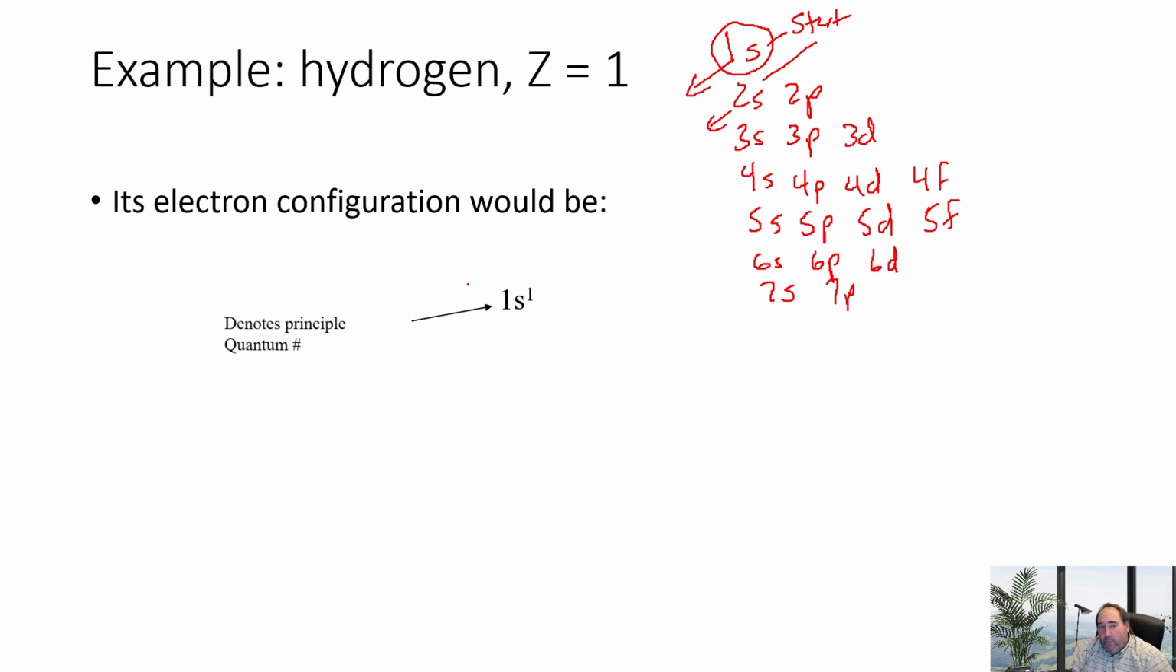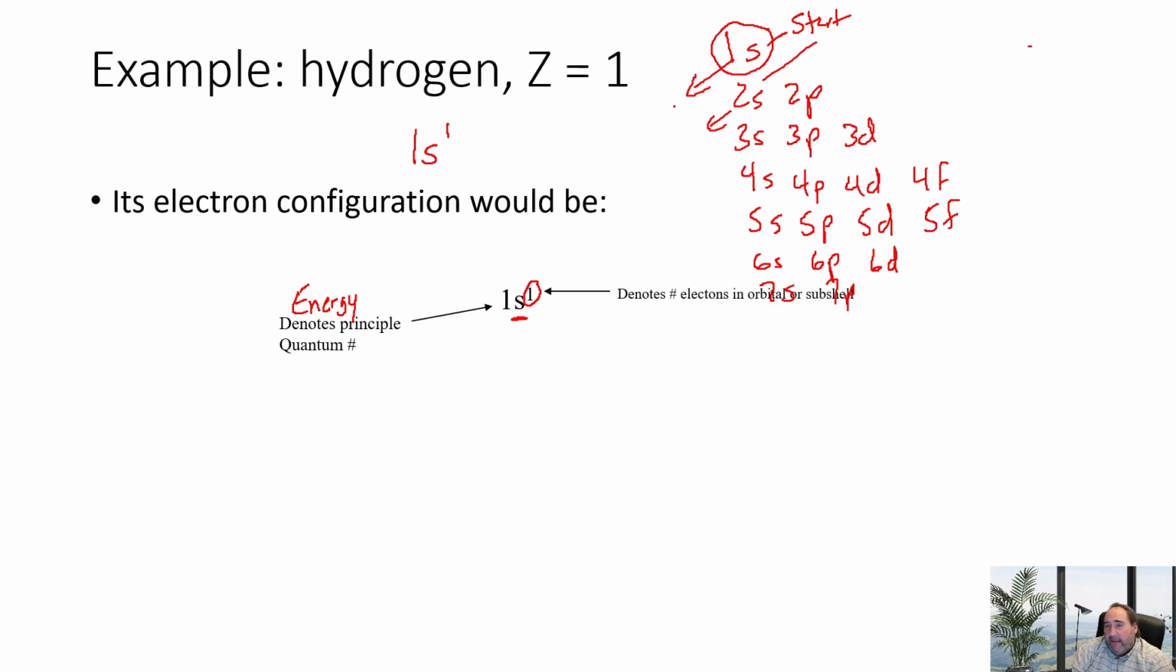The first 1 there represents the principal quantum number. That again is the energy level. So that is telling us we are on the first energy level. That is telling us that in an s orbital on the first energy level, we have one electron. And that is what the top one is for. That is how you should write it: a 1, a lowercase s, and a superscript 1.